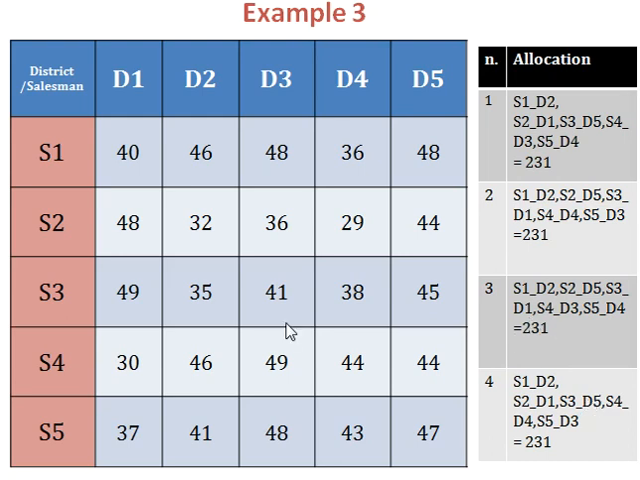I hope it is clear to all how to solve a maximization type of assignment problem with multiple solutions.